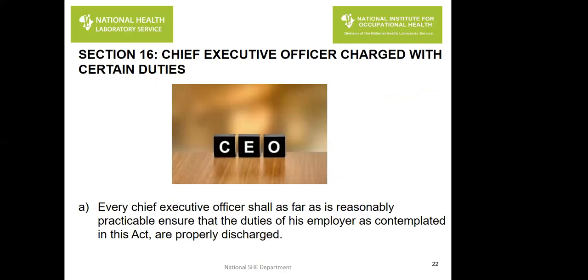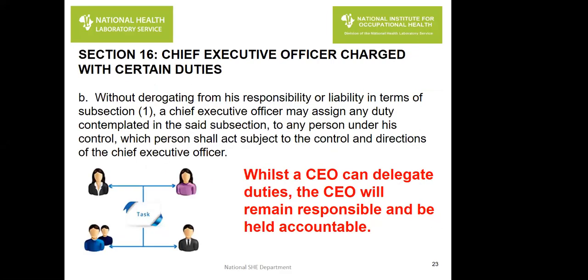Moving on to section 16, the Chief Executive Officer is charged with certain duties. Every CEO, as far as reasonably practicable, must ensure that the duties of his employer in this act are properly discharged. However, a CEO may not be able to ensure this for, let's say, for instance, NHLS, which has around 8,000 to 9,000 employees. So there should be a system in place where these duties are then assigned to other senior executives and managers within the organization. So basically a CEO can assign duties to his senior managers, his executive directors.